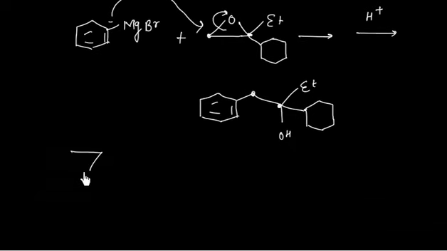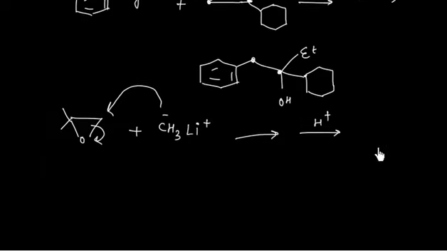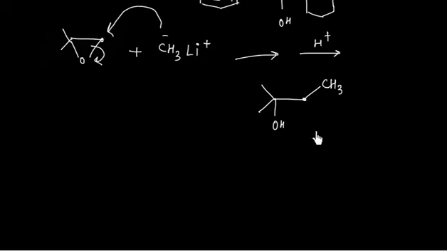Now let us say I have this epoxide plus methyl lithium, what will be the final product? Once again, the nucleophile will attack on this carbon, this will open, and finally on acidification it will give an alcohol. So we have 1 carbon and we will have one more carbon, this is due to CH3. So this will be the final product.